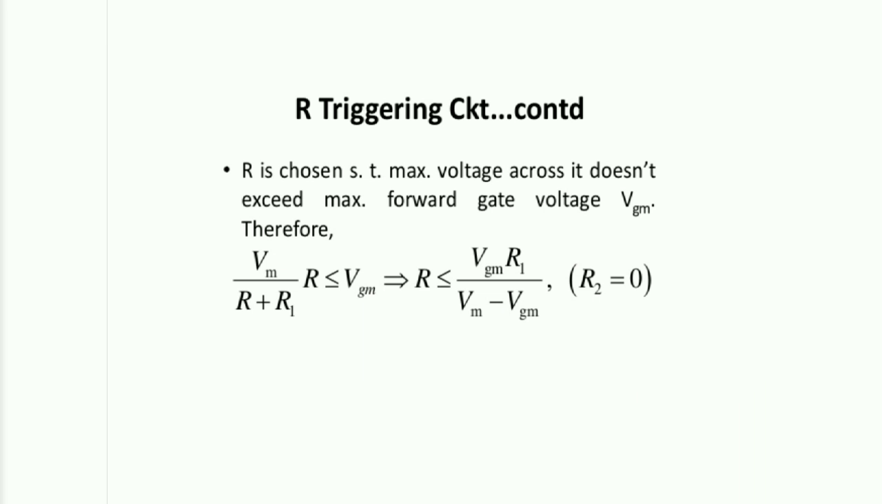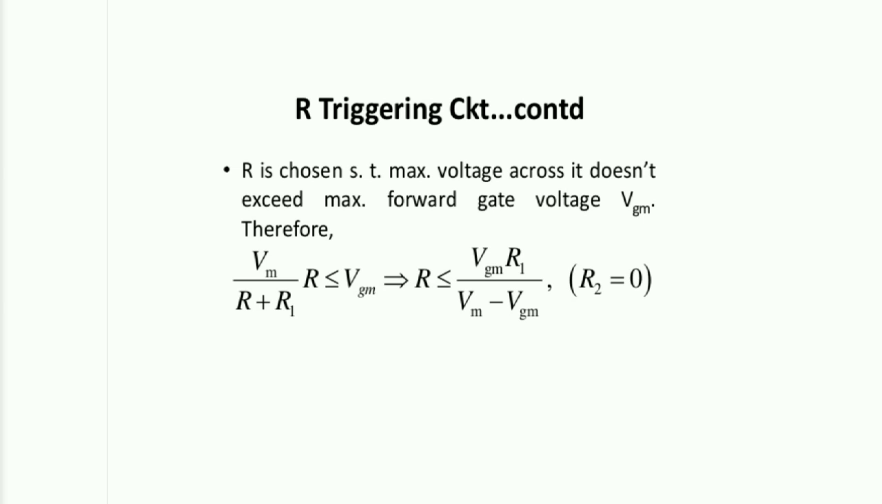Next, the R value should be chosen so that the maximum voltage across it does not exceed the forward gate voltage. Whatever the voltage across the R is, it should not exceed the forward gate voltage. So there is a relation: Vm divided by R plus R1, multiplied by R, is less than VGM, meaning less than the gate voltage.